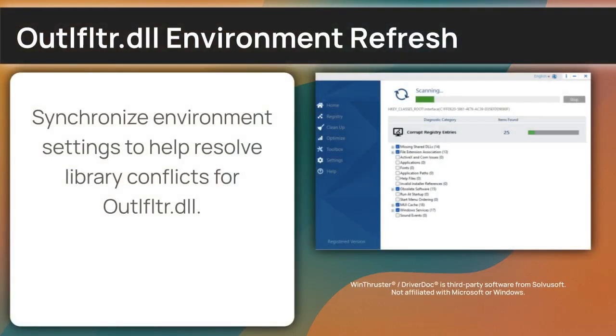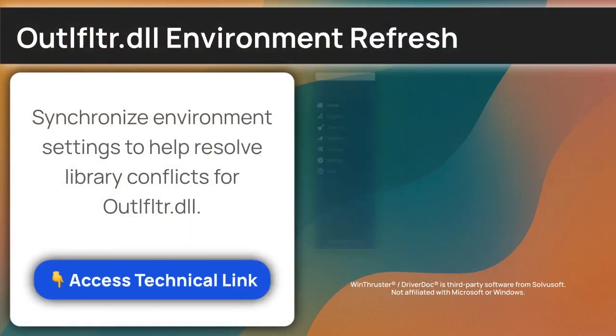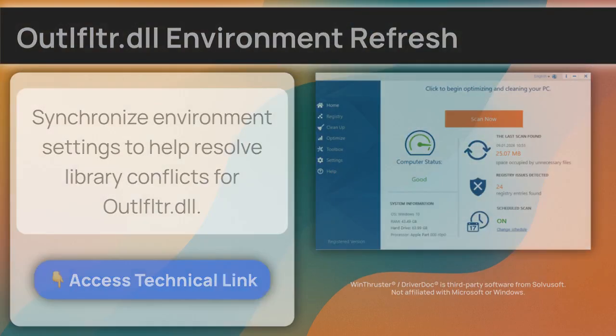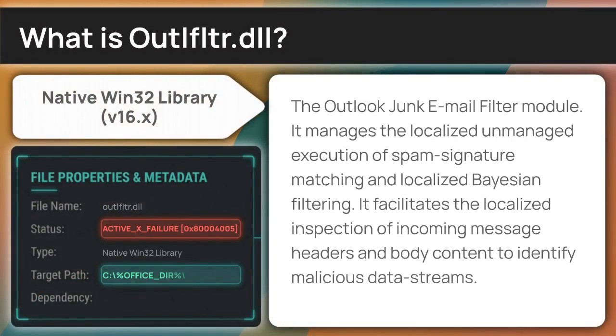Before we get started with Outlfltr Library, you may want to try the diagnostic path below to ensure your system is properly synchronized. This is the Outlfltr Library, the Outlook junk email filter module. It manages the localized unmanaged execution of spam signature matching and localized Bayesian filtering. It facilitates the localized inspection of incoming message headers and body content to identify malicious data streams.